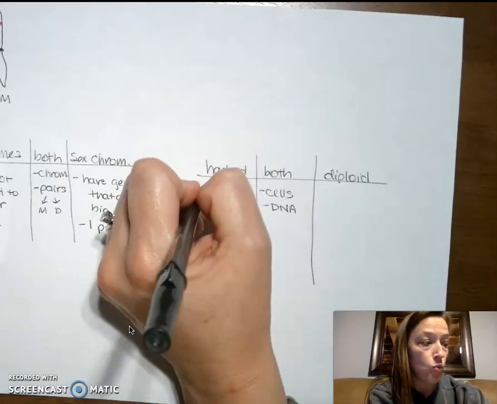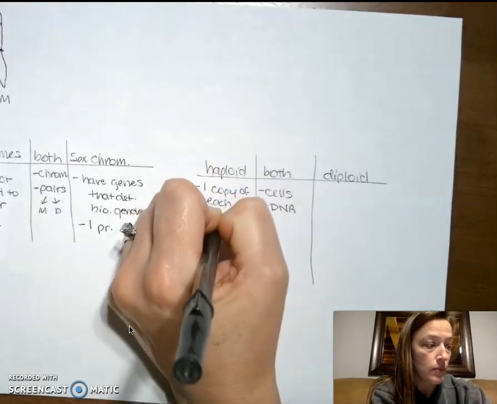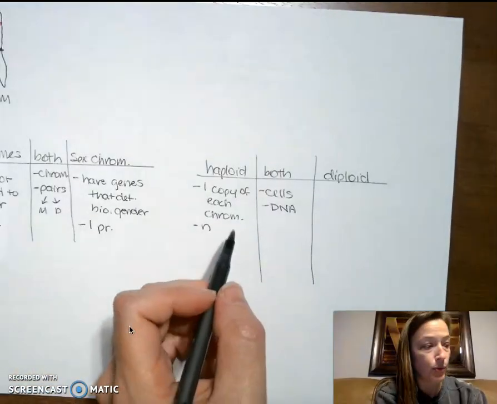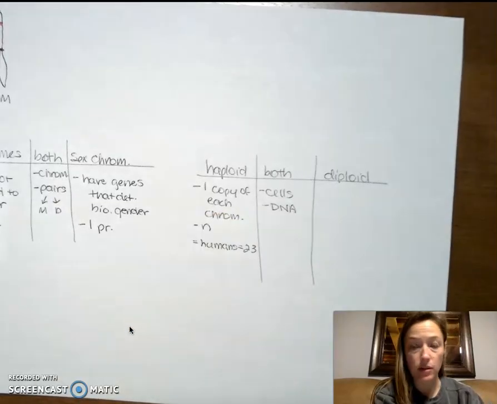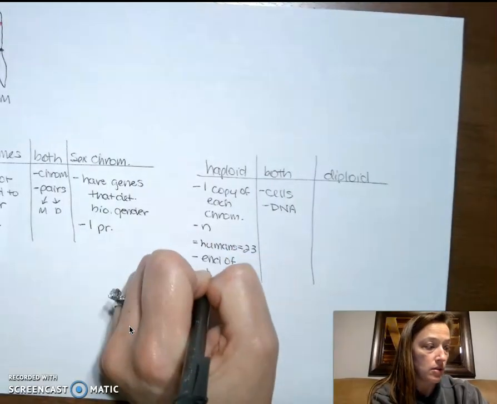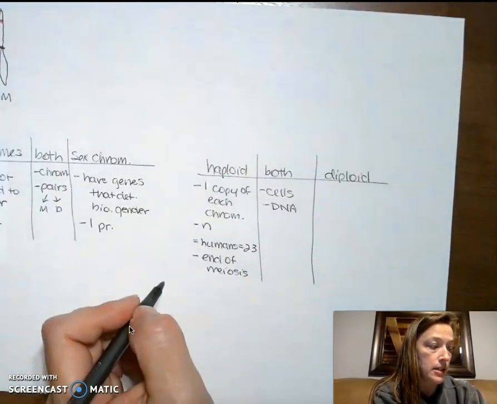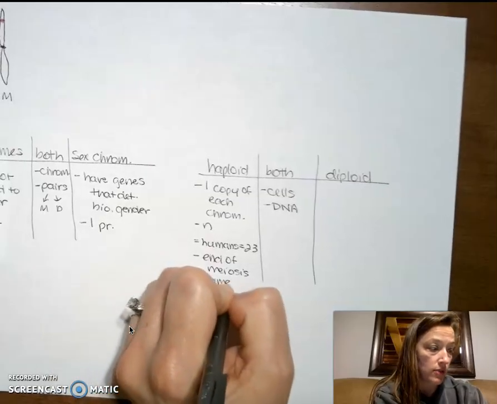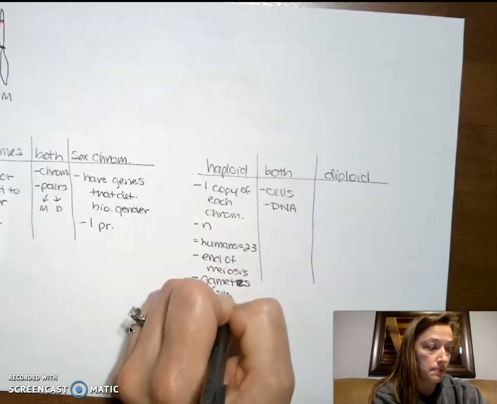So a haploid is going to have one copy of each chromosome. We call that our N number. So if you ever see N, that's just talking about haploid. And for humans, haploid means you have 23 chromosomes. This is what you're going to see at the end of meiosis. And you're going to see this with your gametes, which is just a fancy word for sex cells, sperm and egg.